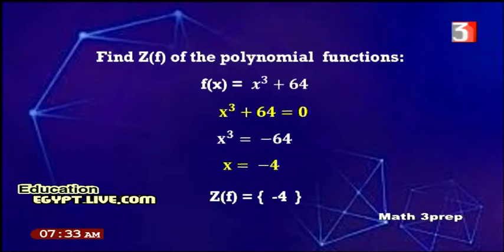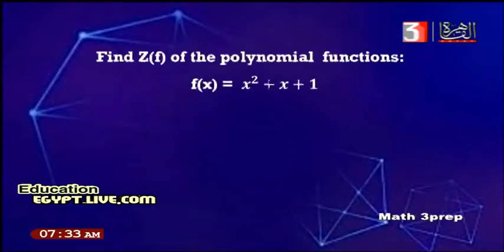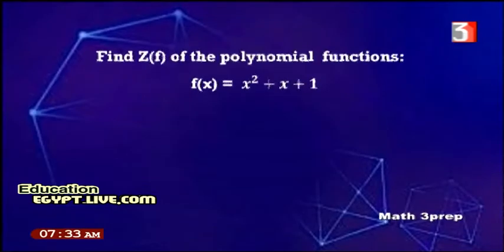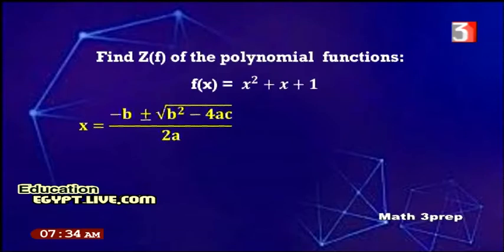Another example. Find the set of zeros of the polynomial function f of x equals x squared plus x plus 1. To find the set of zeros, you are going to equate the function to 0. So x squared plus x plus 1 equals 0. You cannot factorize it. So you are going to use the formula, which gives negative b, positive or negative, square root of b squared minus 4ac over 2a. What about a, b, and c? a equals 1, b equals 1, and c equals 1.